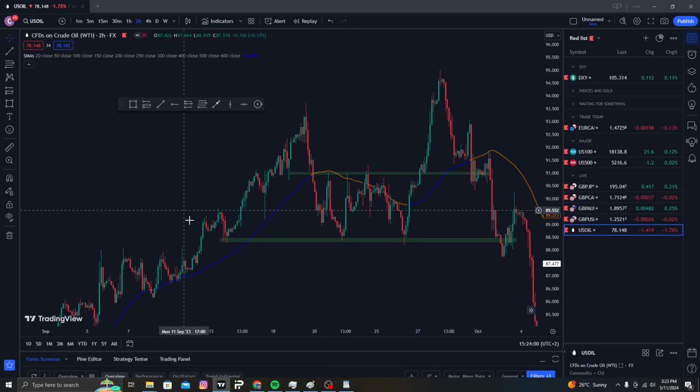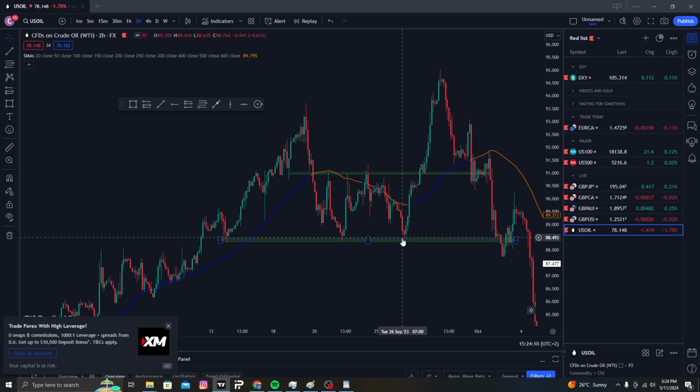How do I judge them? The number of times price reverses at the level. That's a support and resistance level. See, it touched here. It went back up. It came back. It touched here. It went back up. It came here. It touched here. It went back up. That's our support. The resistance, same thing, right?